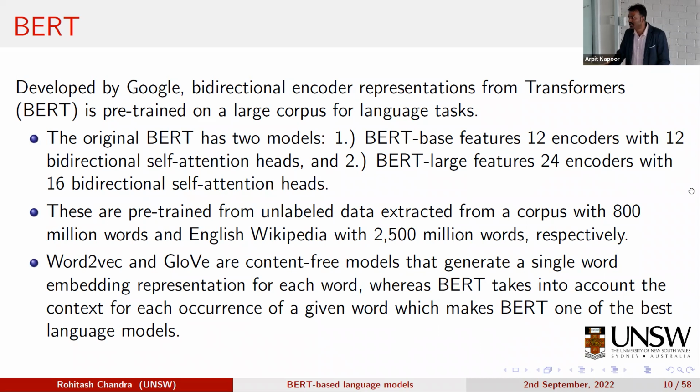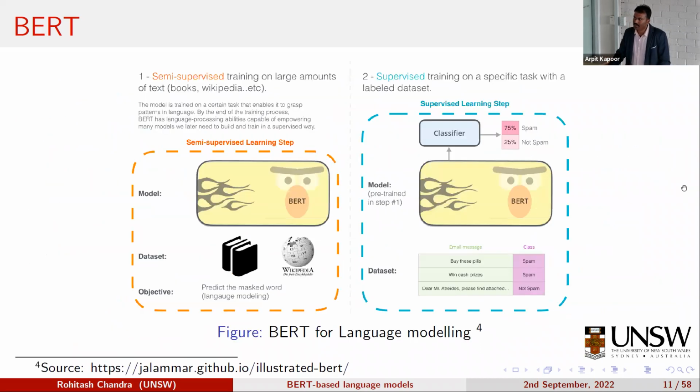You can use BERT as well for that. So you have semi-supervised training on large amounts of text, books, Wikipedia and stuff. That's what BERT is doing. And then you do supervised training on a specific task with a labeled dataset.